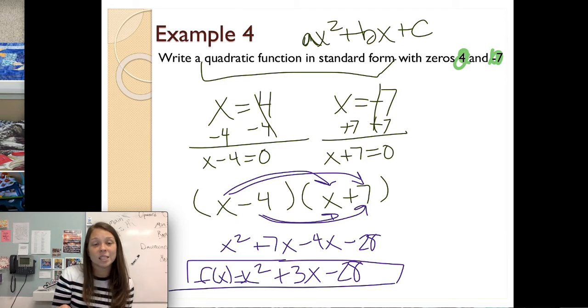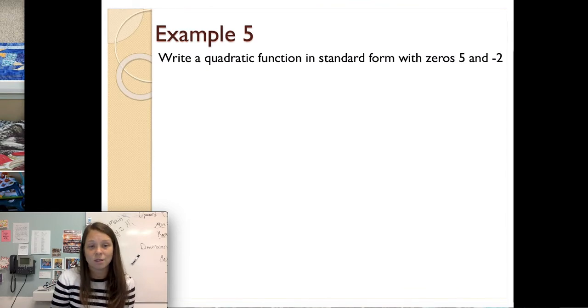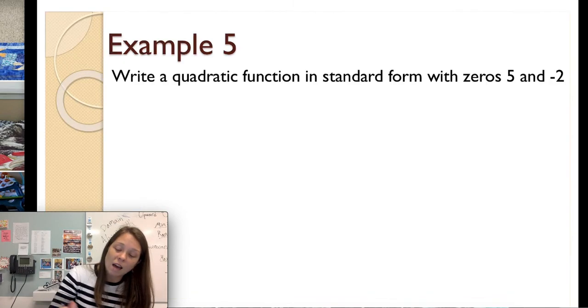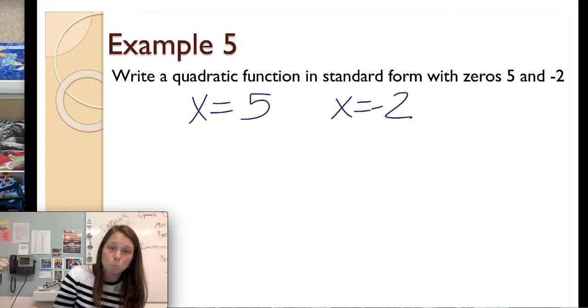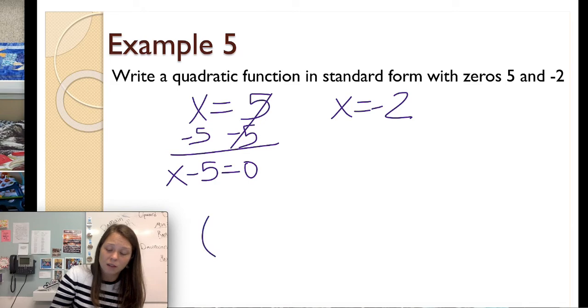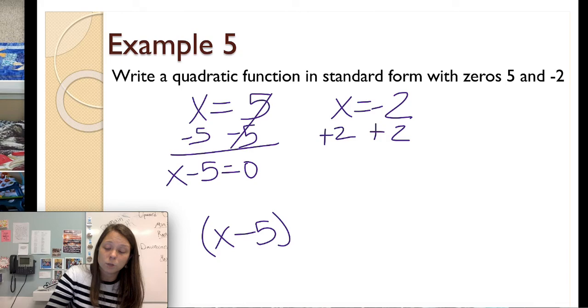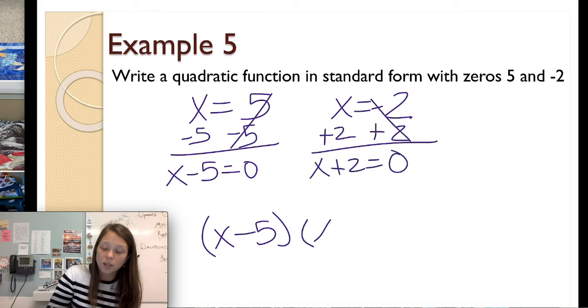So I want you to take this knowledge and apply it to example 5. Pause the video, press play when you're ready to see the answer. So we have zeros of 5 and negative 2. That's telling me x equals 5 and x equals negative 2. On solving those, I would subtract 5 over, which is letting me know I have the factor of x minus 5 as part of my answer. The other one of x equals negative 2, if I add 2 over, I get x plus 2 equals 0. So I know that that's coming from the factor of x plus 2.